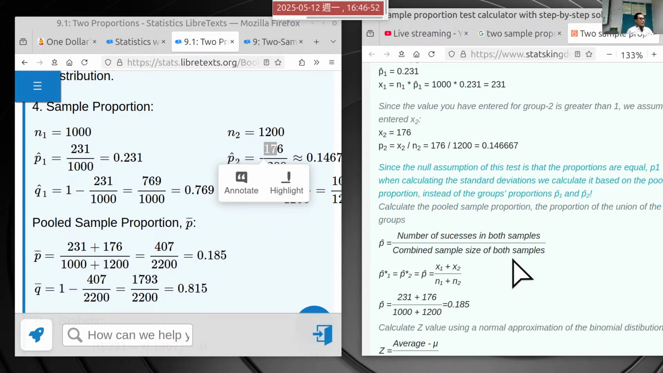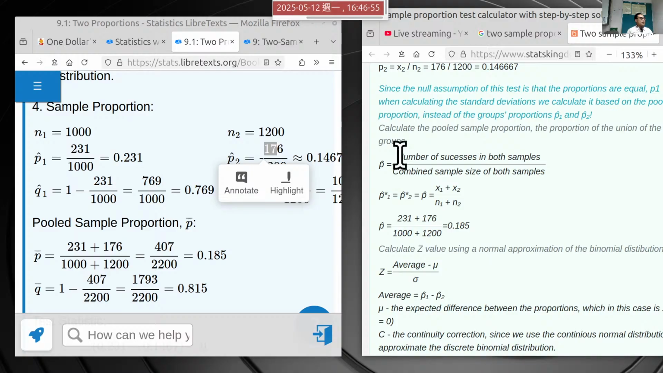And like this one, the p hat is the number of successes in both samples over the combined sample size of both samples. So the p hat is x1 plus x2 divided by n1 plus n2. That is the husband cheating 231 and wife cheating 176. The total samples from husbands 1,000, from wives 1,200. So the proportion p hat is 0.18, like this one.